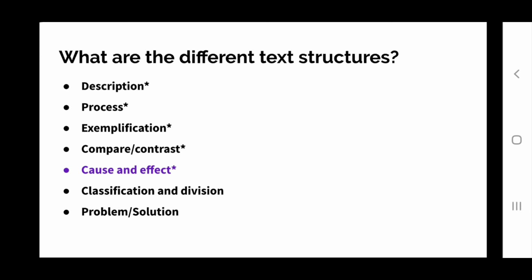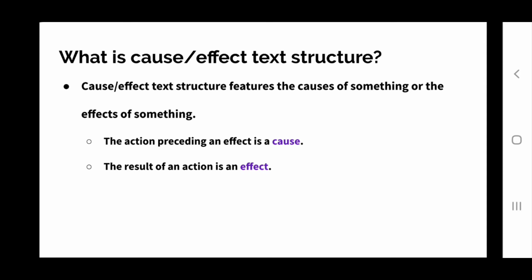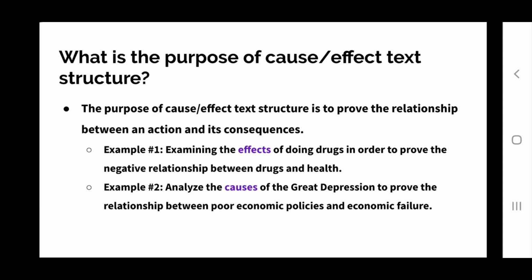So far, we have looked at 4 different text structures. Cause and effect is the 5th one in the list. What is a cause and effect text structure? Like all of these text structures, cause and effect is very aptly named, very straightforwardly named. So it looks at the causes of something or the effects of something. The action preceding an effect is a cause. The result of the action is an effect, just to clarify.